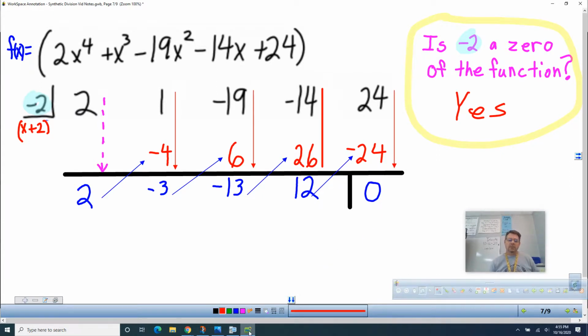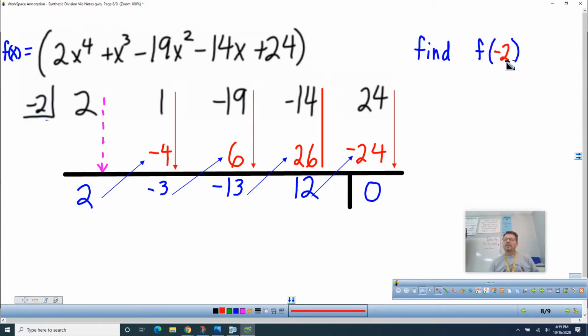Now, the next question they could ask is, find f of -2. Well, one way we would normally do it is called direct substitution. We would take -2 and plug it in for each one of the x's and simplify it. That's how we would normally do it, and I encourage you to still do it that way. But there is another way you can find the same answer. It's called synthetic substitution.